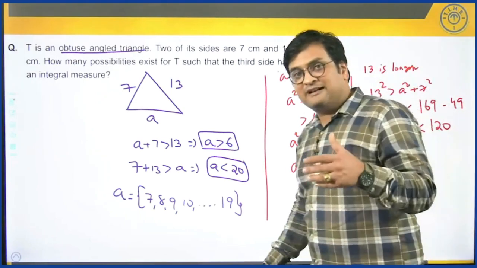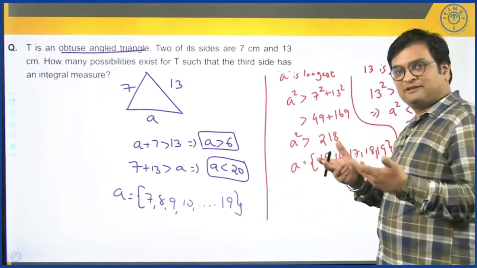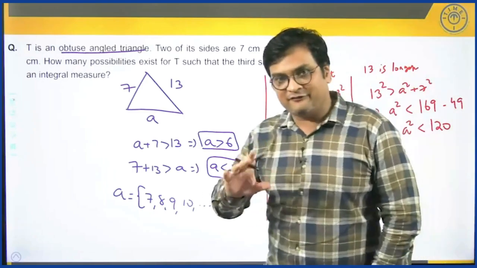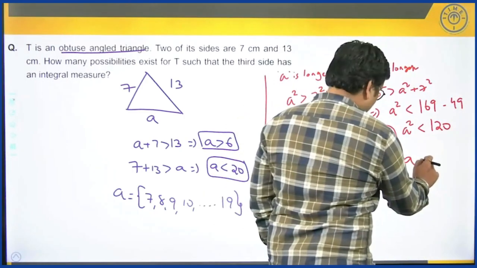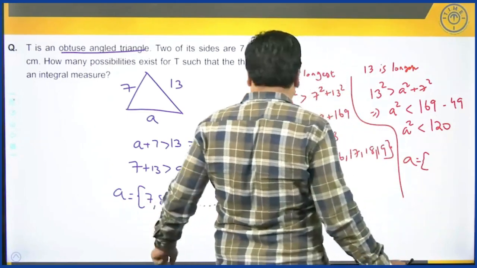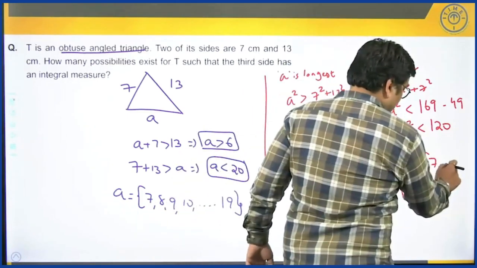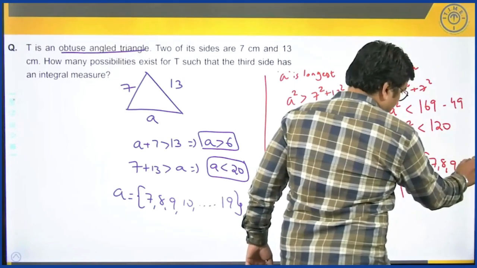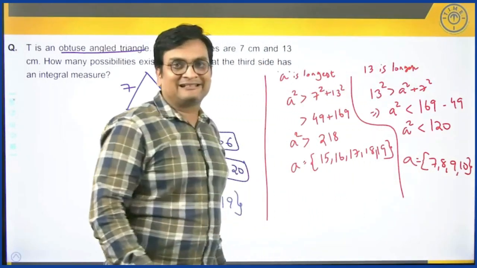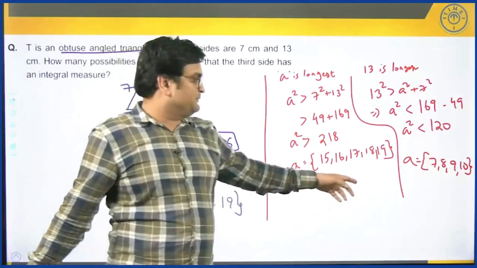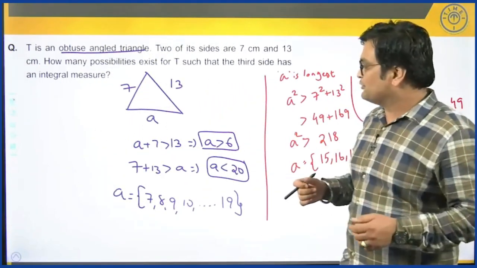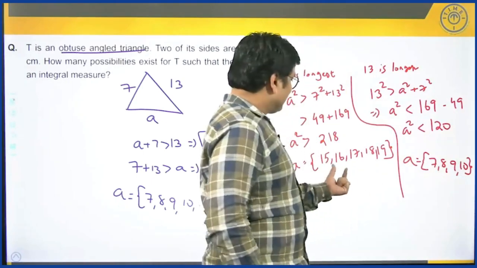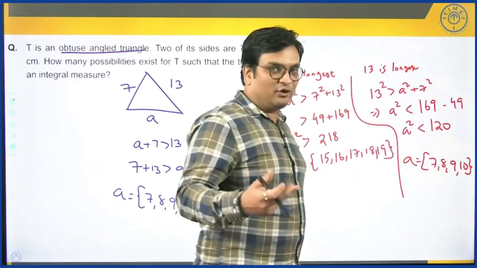So what integer squares will have values less than 120? Of course A cannot be 11. So A will be less than 11, that means A can be any value starting from 7 till 10. So 7, 8, 9 and 10. These are the possible values where the triangle will be an obtuse angle triangle, and these are again the possible values where the triangle can be obtuse.